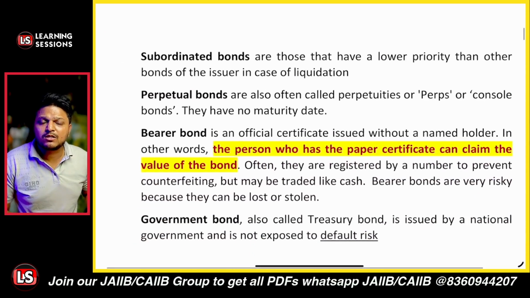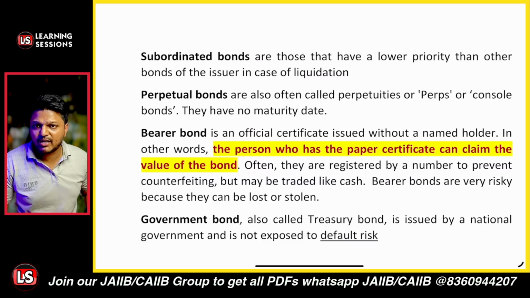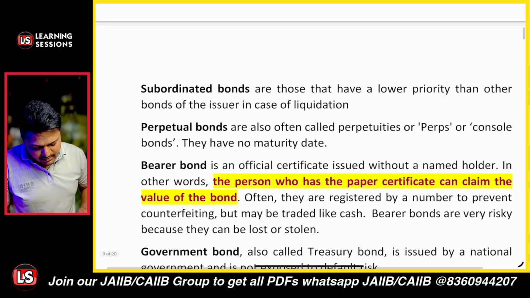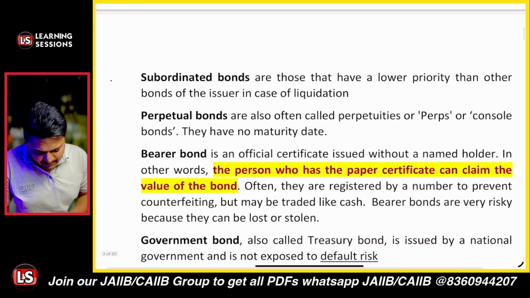Then it is a case of the subordinated bonds. Now, subordinated bonds, otherwise the debt instruments, have a high priority. When the company is liquidated, the debts are paid at a higher priority. But when it's related to the subordinated bonds, they have a lower priority for the payment if the company is liquidated. Then there are the perpetual bonds.